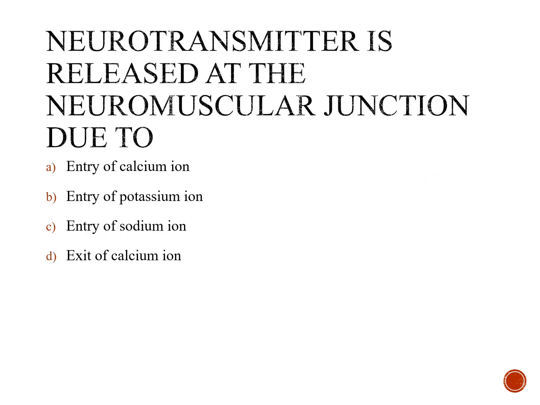Neurotransmitter is released at the neuromuscular junction due to, so you know this, right? Whenever voltage gated calcium channels open, influx of calcium occurs, that will cause the fusion of synaptic vesicles, which will allow the release of neurotransmitter. So entry of calcium ion is the answer.